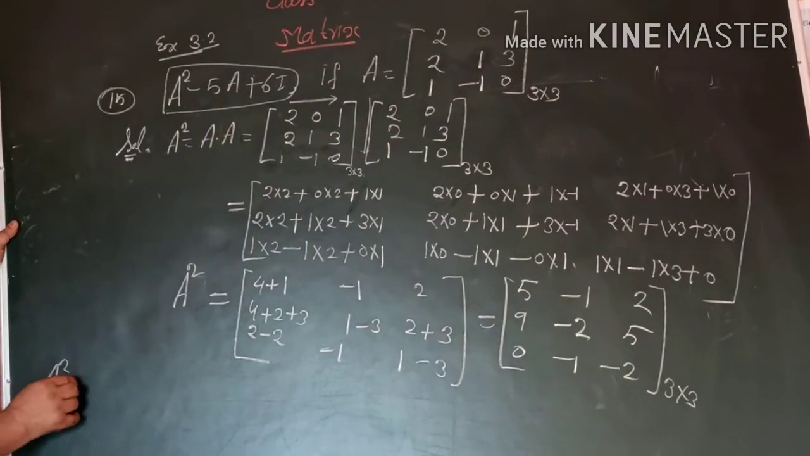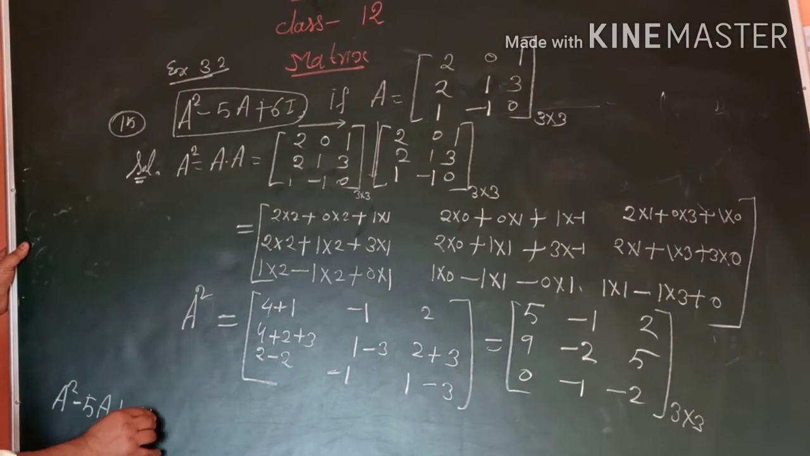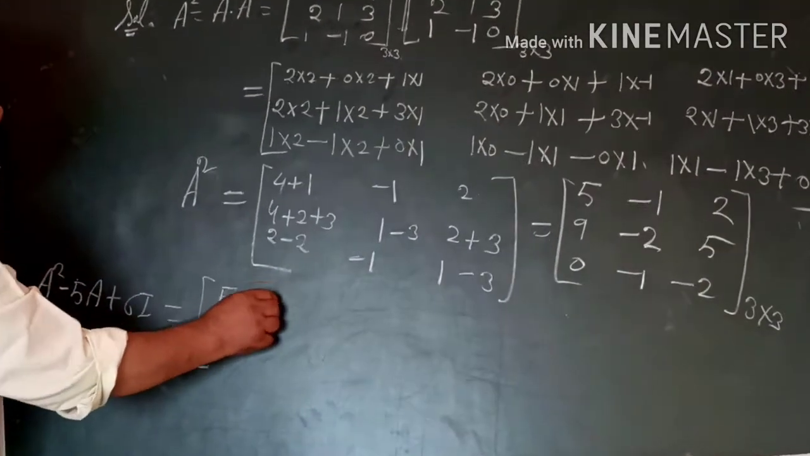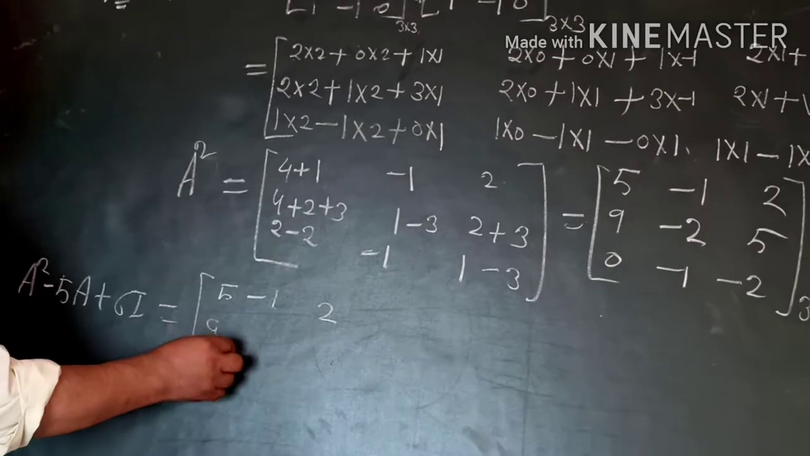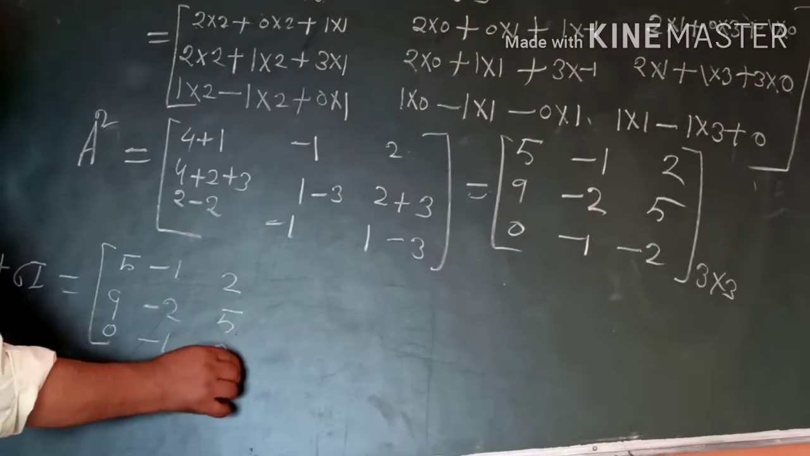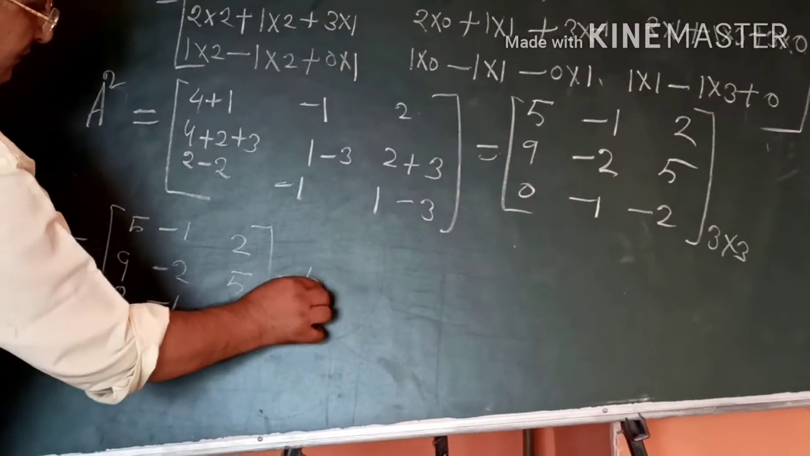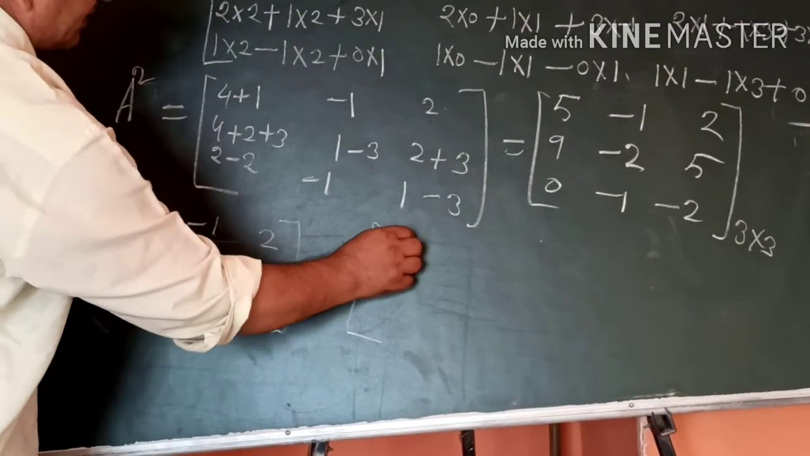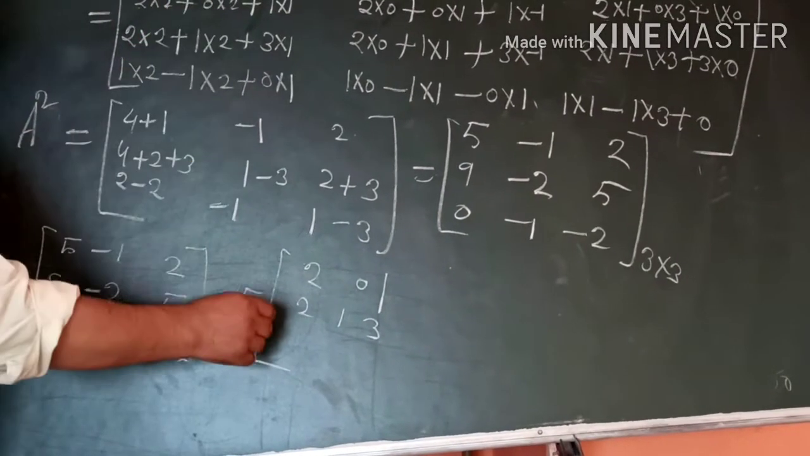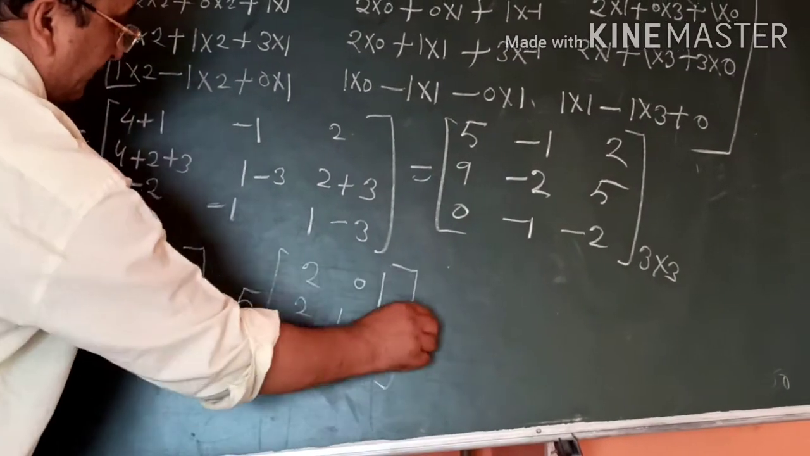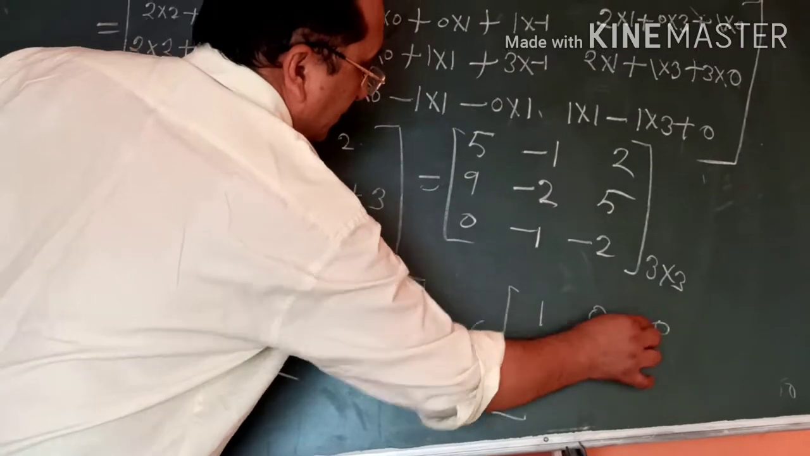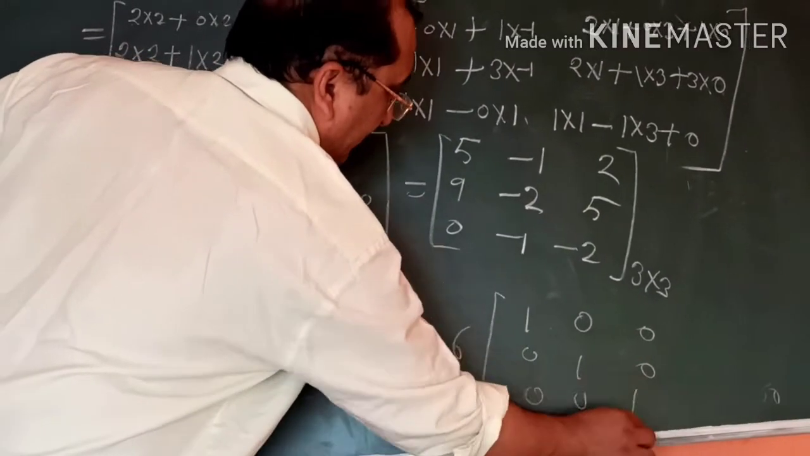Now see, A squared minus 5A plus 6I. A squared is this one: [5 -1 2; 9 -2 5; 0 -1 -2]. Minus 5 into A. What is A? A is [2 0 1; 2 1 3; 1 -1 0], and plus 6 into I. I means the identity matrix: 1 0 0, 0 1 0, 0 0 1.